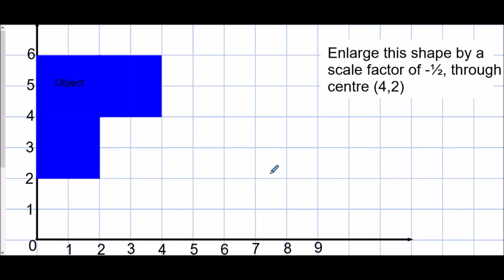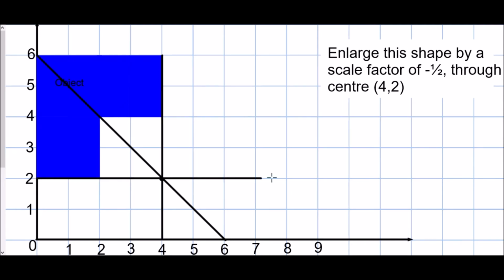So next we're going to enlarge the shape by a scale factor of -1/2 through centre (4, 2). So first of all, draw in our centre of enlargement at (4, 2). And then we'll draw in some of our rays. Going from the top corner through the centre of enlargement and draw it as far as we possibly can. From the top corner through the centre of enlargement as far as we possibly can. From this corner through the centre of enlargement as far as we possibly can.